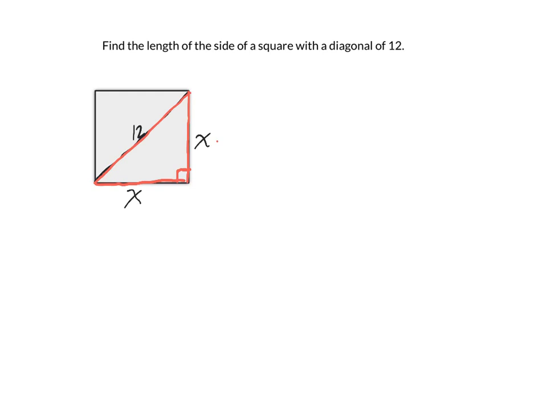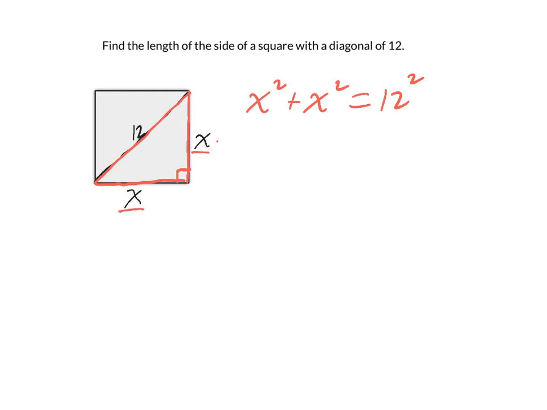So it kind of looks like it's problematic because there's two unknowns, but because the two unknowns are the same thing, we just have one variable, we can still use the Pythagorean theorem. So remember, the Pythagorean theorem is simply one of the legs squared plus the other leg squared equals the hypotenuse squared. So we got to get our algebra on here.